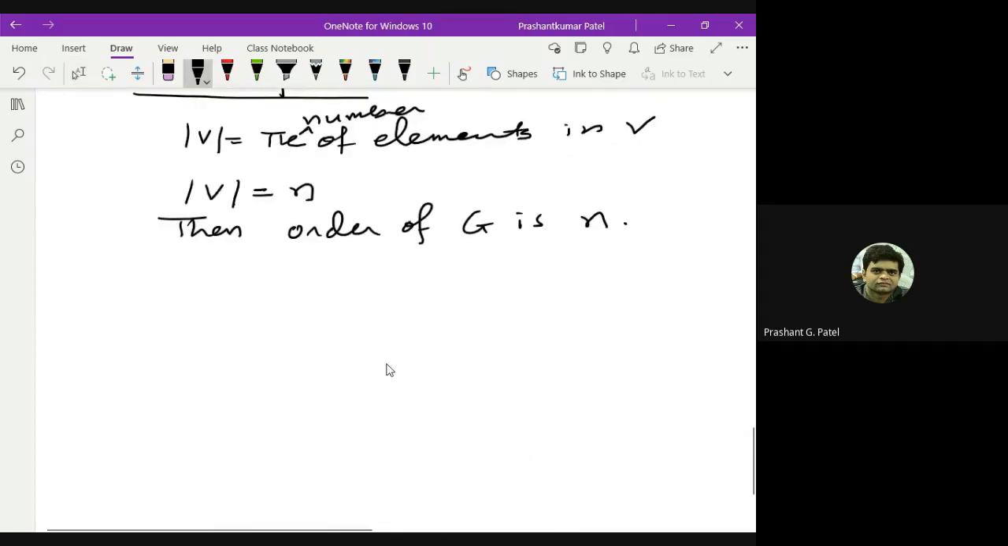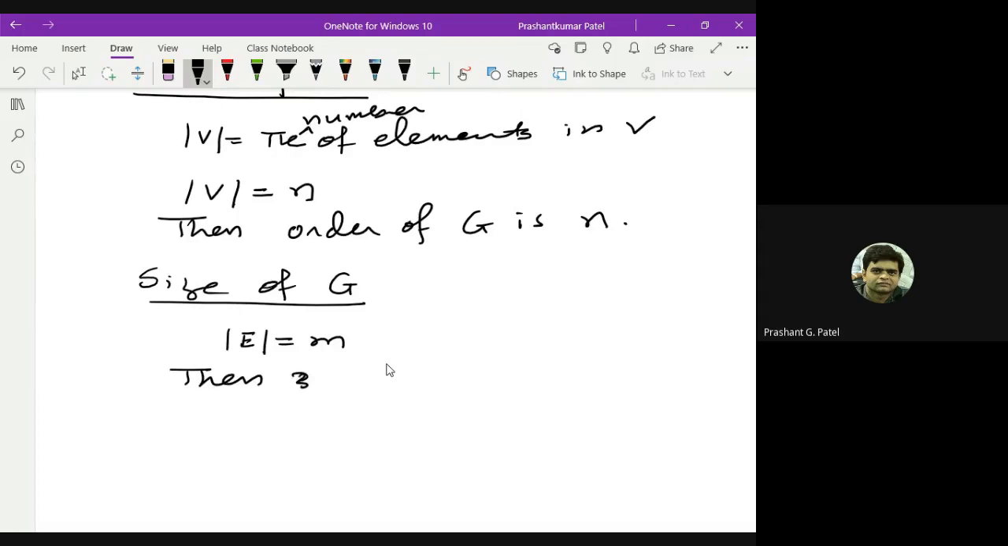The next definition is the size of graph G. The size of graph G is mod of E, the number of elements in E. That is the number of edges in the graph. If it is M, then the size of G is M. What is the size? Size is nothing but the number of edges in the graph G.